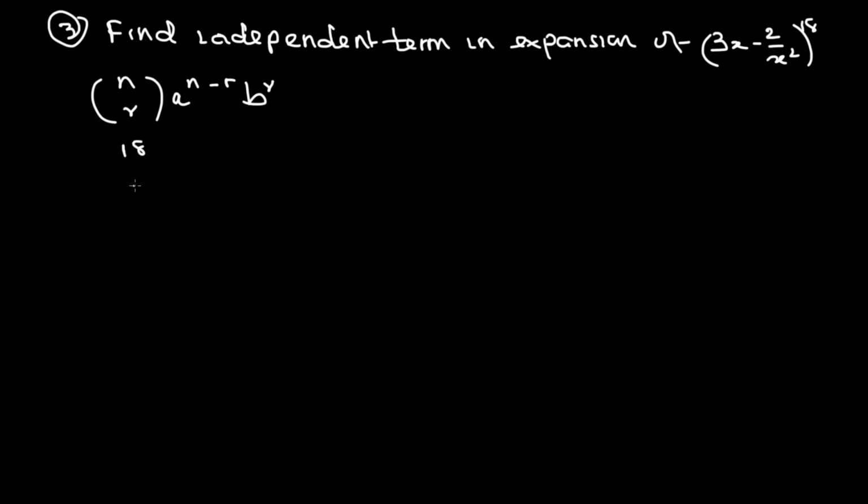We say 18, right? Because that's the N. And then we say R. We don't know what R is. And then we are going to say 3x, right? Power 18 minus R, right? And then here B is going to be 2. You have to collect everything. So here, okay, x squared. And then the power is going to be R. R, again, we don't know what it is.